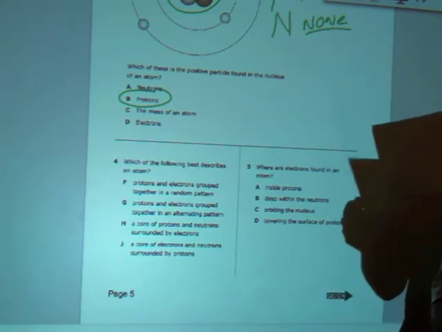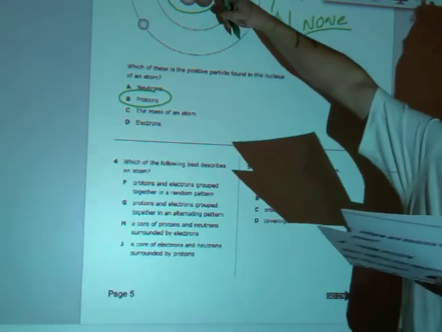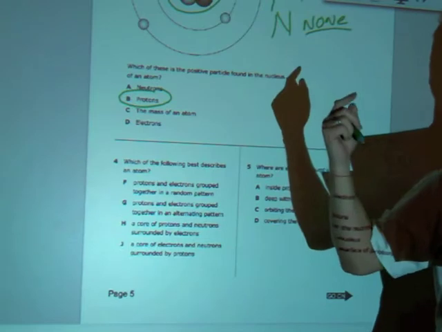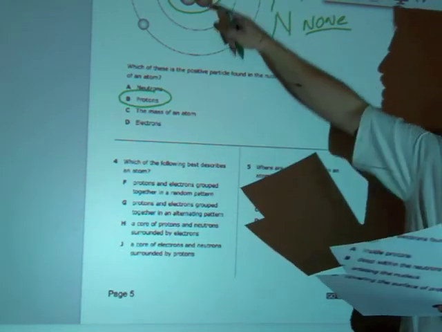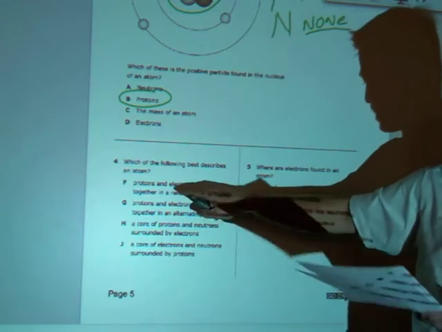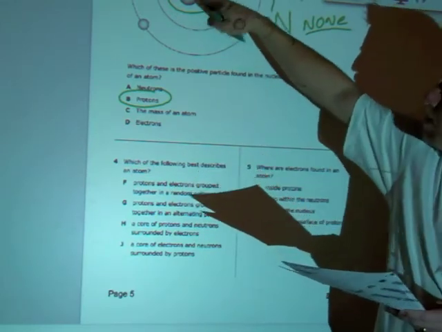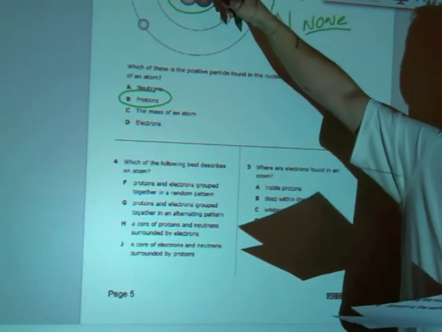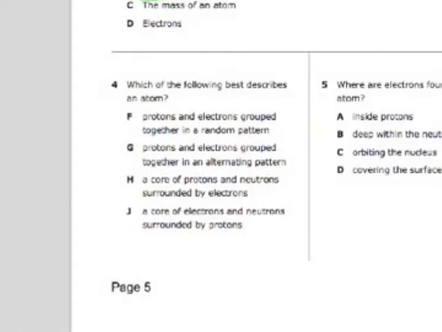Number four. Which of the following best describes an atom? Looking at this atom, that's why I said using other parts of the test can help you identify things you're not sure of. So if we're looking at this atom, let me see if this makes sense. Protons and electrons group together in random patterns. Are they random? Do they look random? No. They have some sort of order to them.